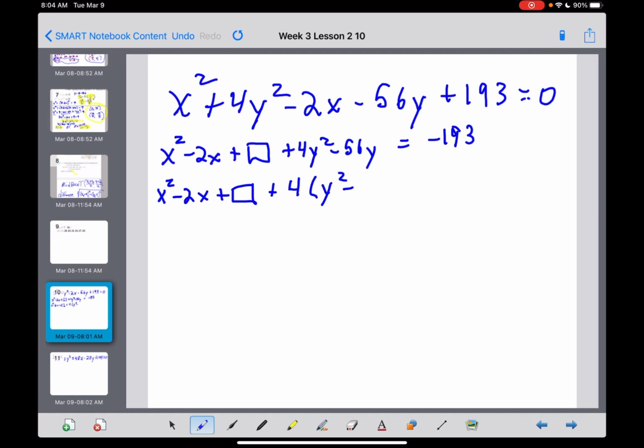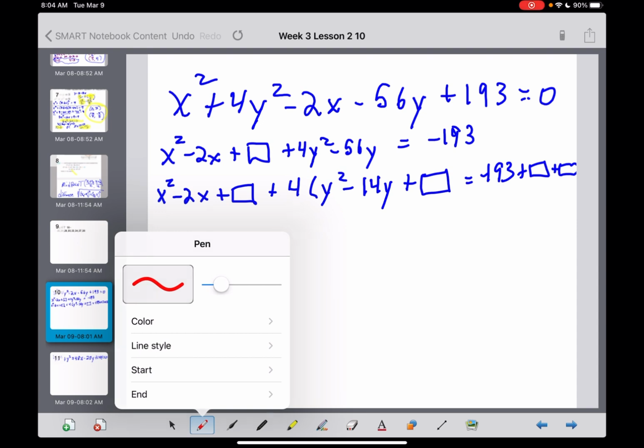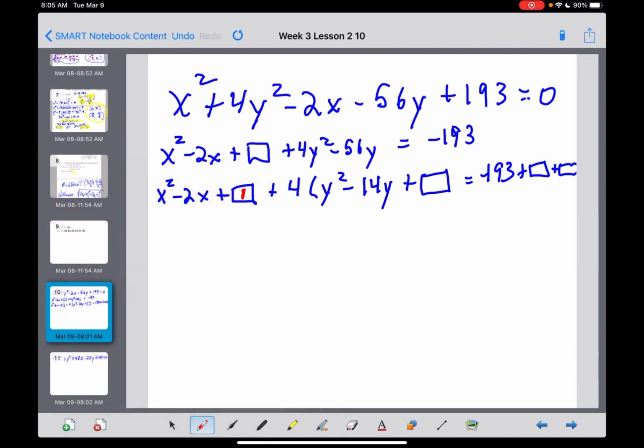Yeah, 14. So 14y. Now I'm going to complete the square for this one, put my plus my box, and then we've got minus 193 plus the box. So now we're going to change colors here and fill in the box. Half of 2 is 1, 1 squared is 1, so I'm going to put a 1 there. Over here, half of 14 is 7, 7 squared is 49, so we're going to put 49 there.